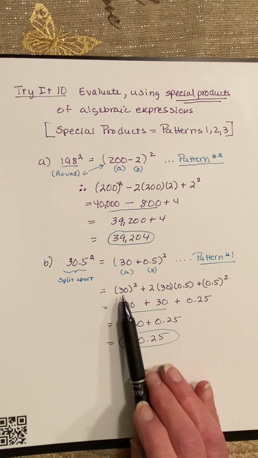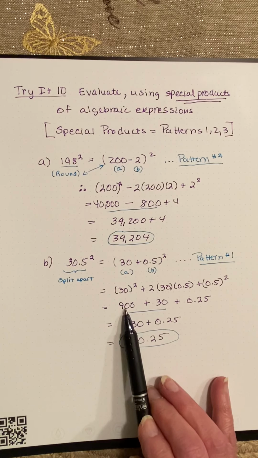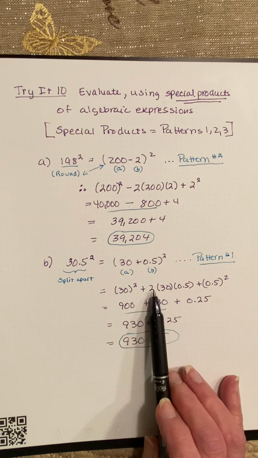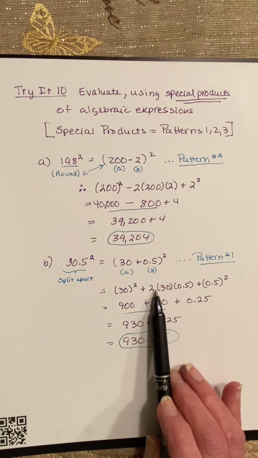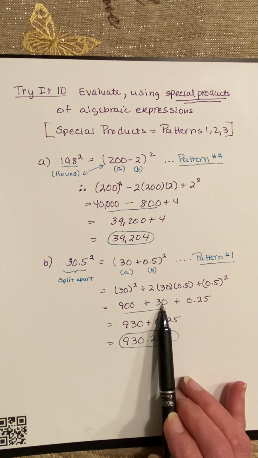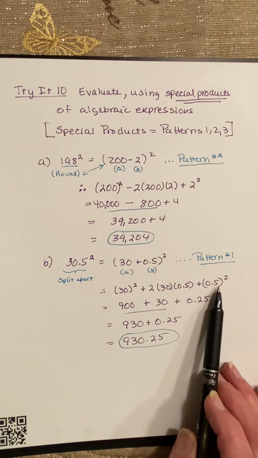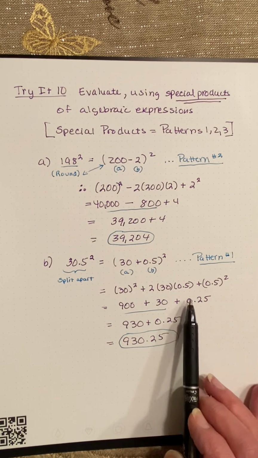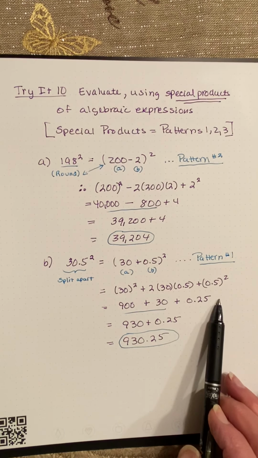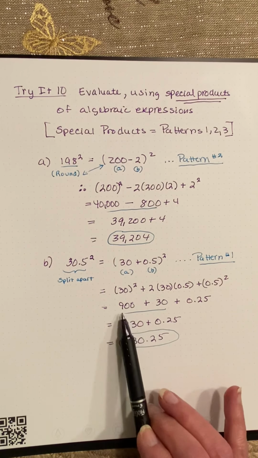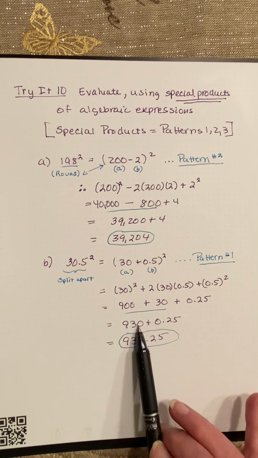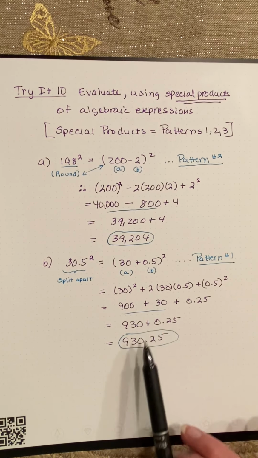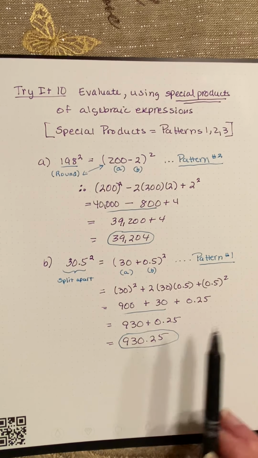So I go ahead and do it. 30 squared is 900 plus 2 times 30 is 60 times a half. So basically half of 60 is 30 plus 0.5 squared is 0.25. So again, order of operations, add the first two. 930 plus 0.25 is 930.25.